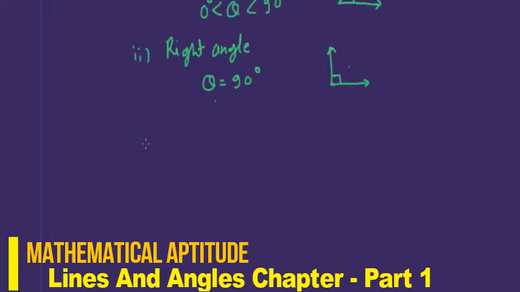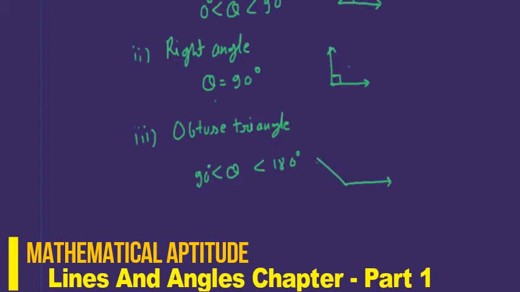Now the next type of angle is the obtuse angle. In an obtuse angle, the measure of the angle is greater than 90 degrees but less than 180 degrees. We will call an angle obtuse if its measure is greater than 90 but less than 180. The geometrical representation of an obtuse angle is like that. This is an obtuse angle.